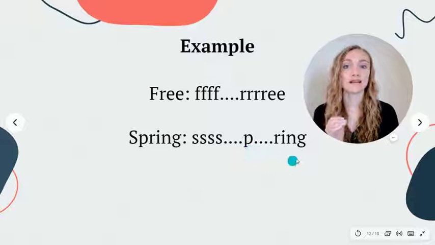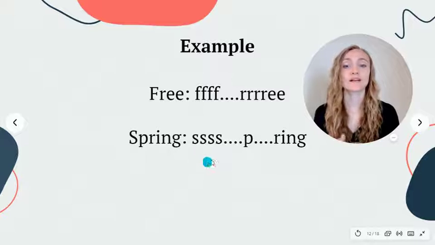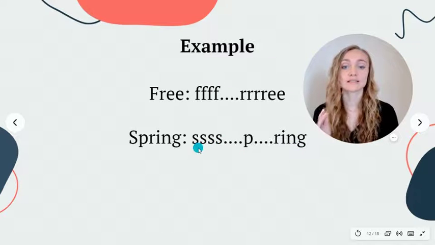Now we're going to try with these last two to unite them. So, pring, pring, pring. So not pring, but pring. So no sound in between. And then we try to put them all together. Spr, spr, spring, spring, spring.